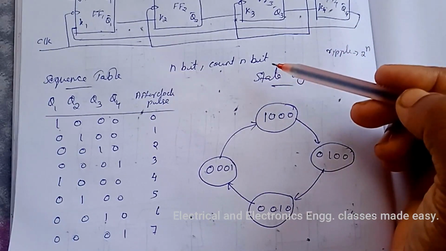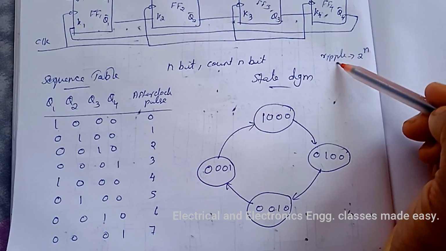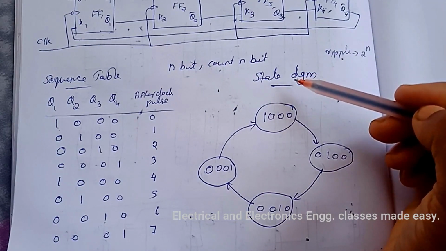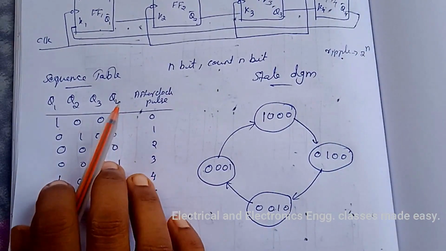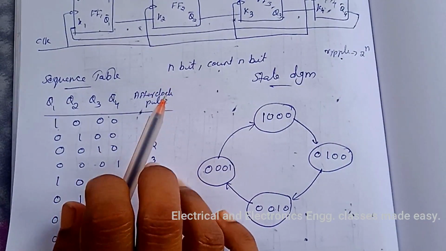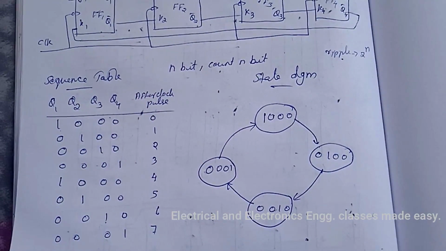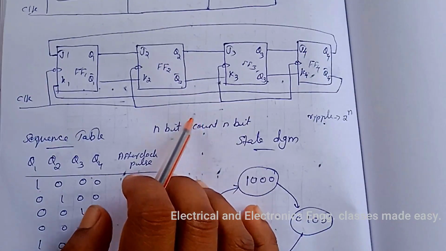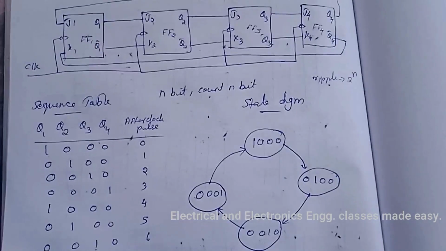So the ring counter is uneconomical compared to a ripple counter, but has the advantage of requiring no decoder, since we can read the count by simply noting which flip-flop is set. And since it is entirely a synchronous operation and requires no external gates, it has the further advantage of being very fast. So this is about the ring counter.